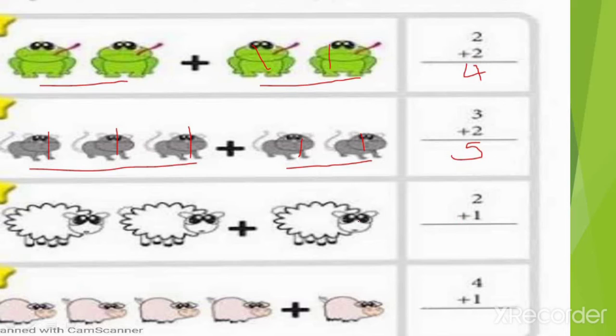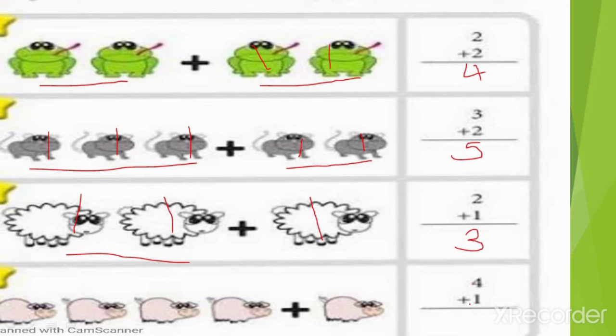Now this is the sum 2 plus 1. What should we do now? These are 2. 1 and 2. We are going to add 1 more to it. 1, 2 and 3. What should we write? Number 3.